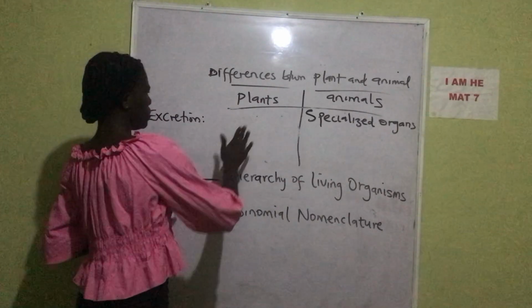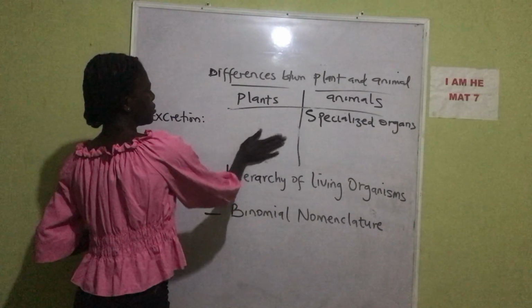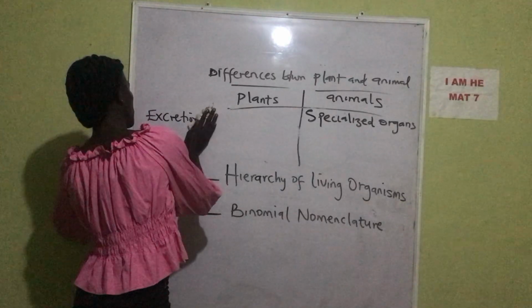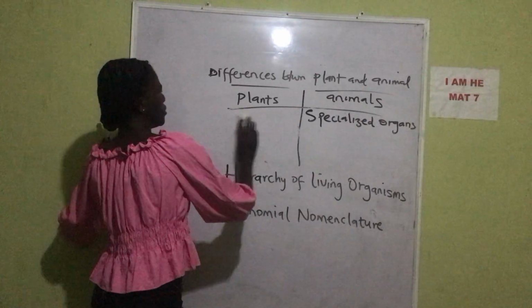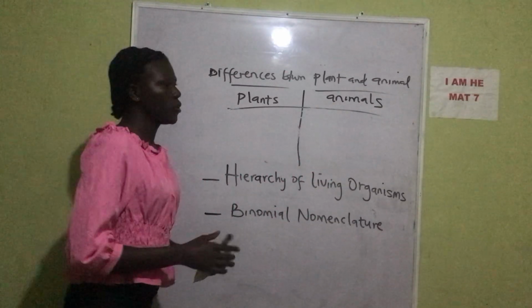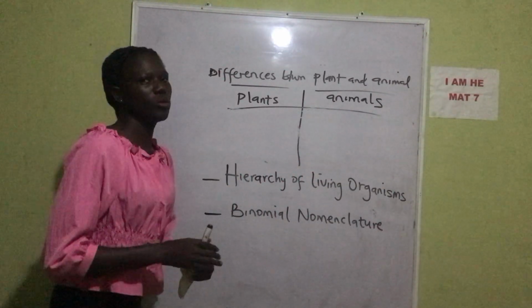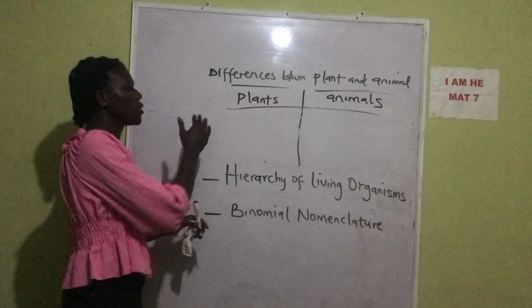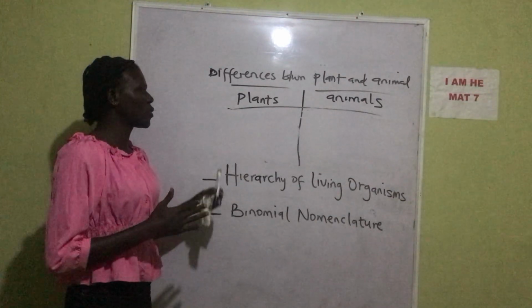Plants do not have special organs. Stop here. Now take notes. For you to outline more differences, using the characteristics of living things, you can use that to separate or differentiate what is plant and animal.